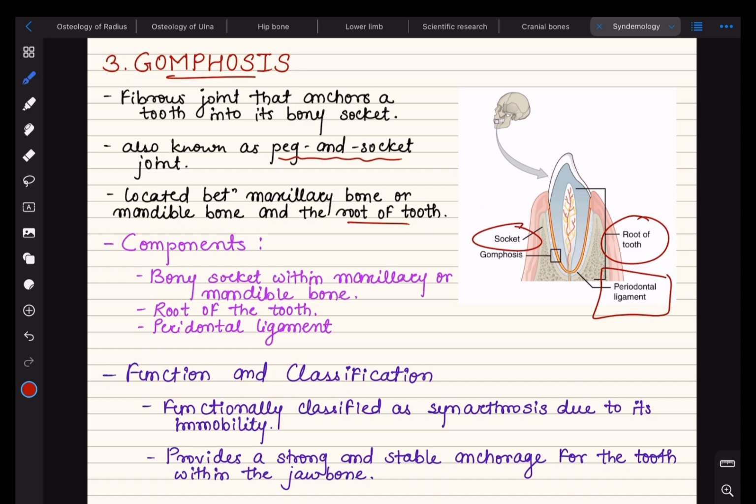Lastly, we'll talk about the function and classification of these joints. Functionally, these joints are classified as synarthrosis due to its immobility. Next, its function is to provide a strong and stable anchorage for the tooth within the jawbone. Here we are done with the three types of fibrous joints.